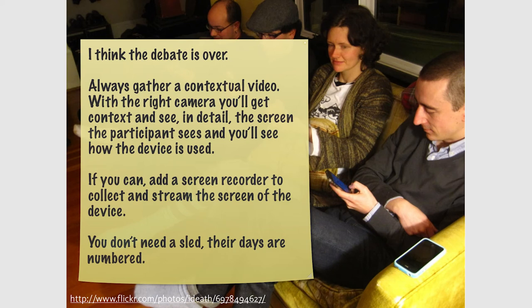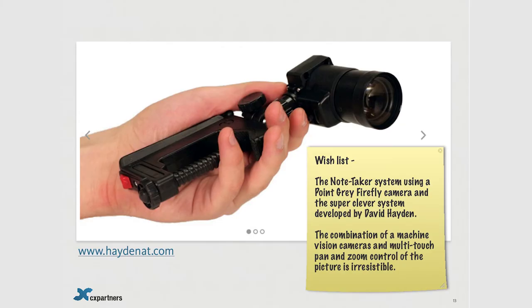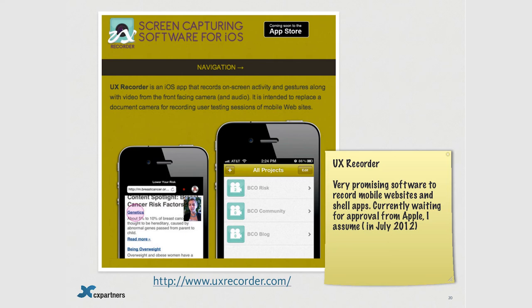So as I was saying before, in my perfect world, I would have the Point Grey camera, that's the company, some beautiful camera suspended miles above somebody but able to take pinch-up pictures. One of those lovely apps built into the phone so that I could record the screen at the same time. And a lovely moderator sitting next to me. And I'm still not convinced by sleds. I think we can dispose of them. Personally, I don't use them, and I don't think we'll need to.